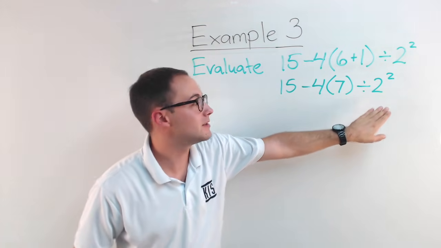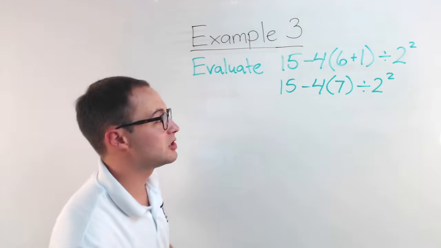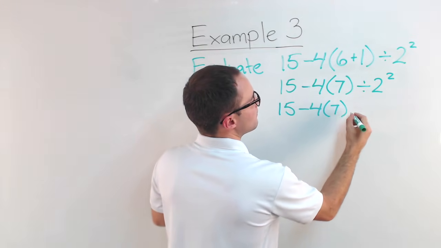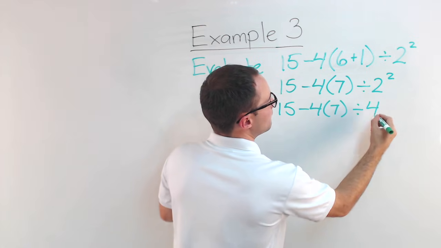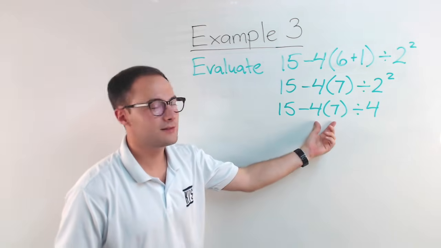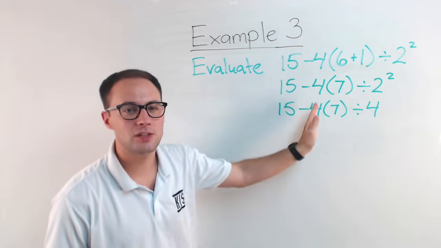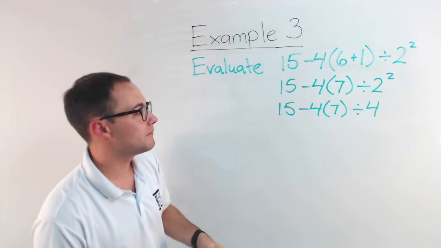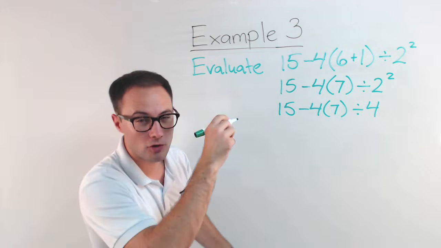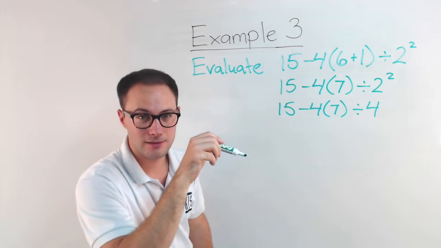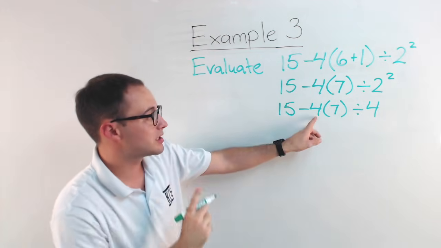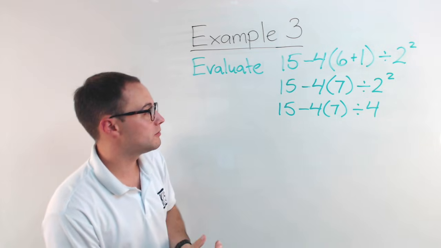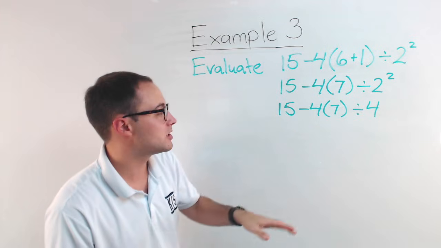And next would be exponents. So 2 squared is just 2 times 2, which is 4. So 15 minus 4, 7 divided by 4. Now, this is new. When you have a number next to parentheses, that's just a way of showing multiplication. It's kind of just a shortcut. Instead of drawing an X for multiplication or a dot, we can just put it next to the parentheses. And you'll see that a lot when you get into algebra, pre-algebra and algebra.